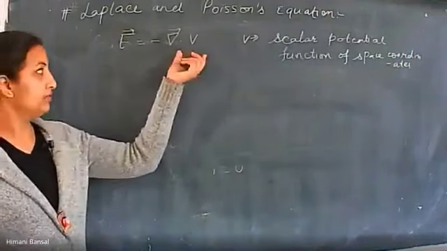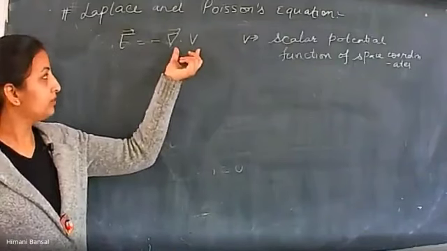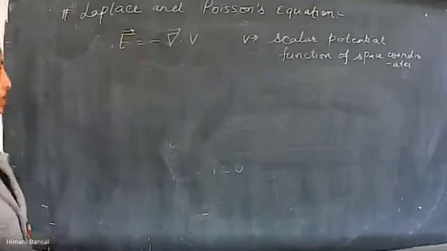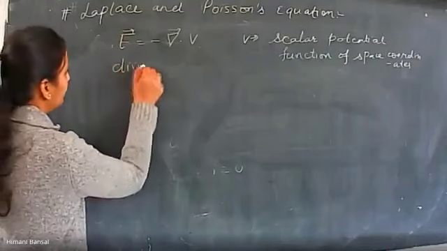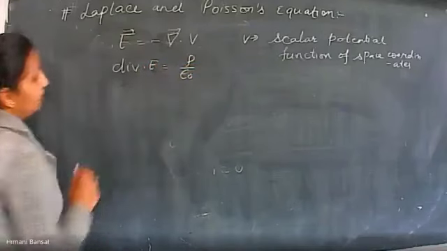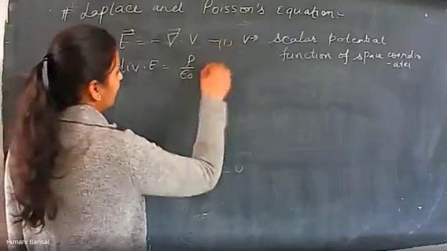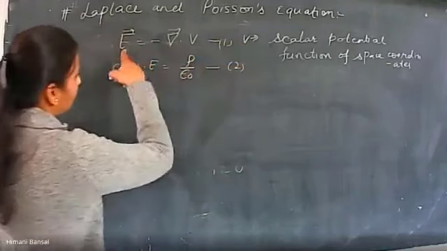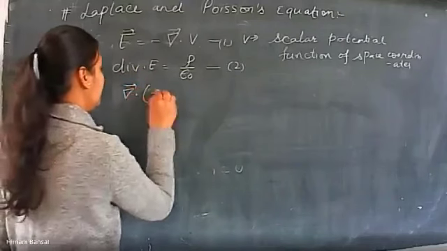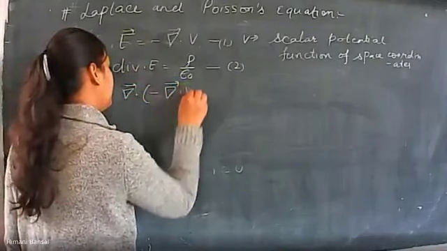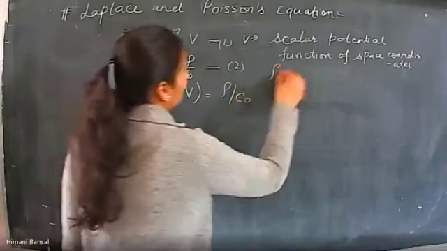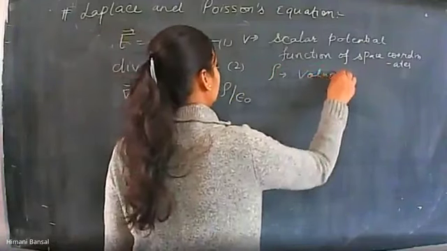We know that if we find the potential, then from the potential we can find the electric field. Electric field is the negative gradient of the potential. Also we know divergence of E is equal to rho over epsilon naught. This is 1, say this is 2, and we can put the value of E here, that is divergence of E, where E is negative grad of potential, is equal to rho over epsilon naught. Rho is the volume charge density.